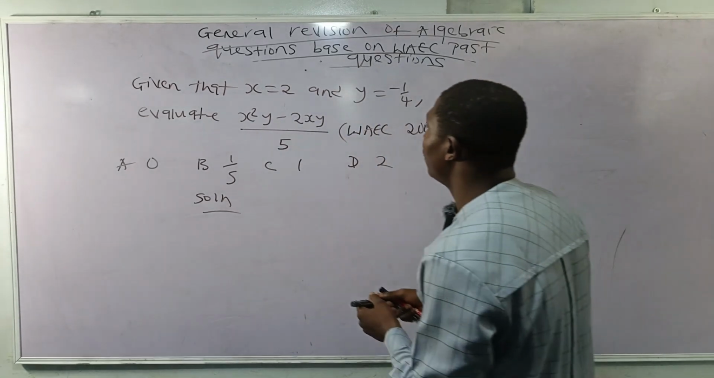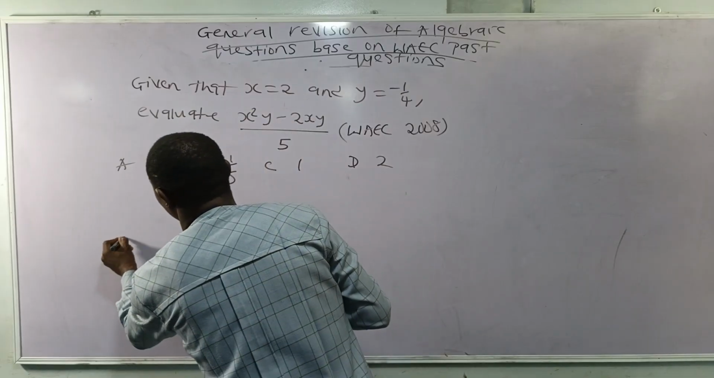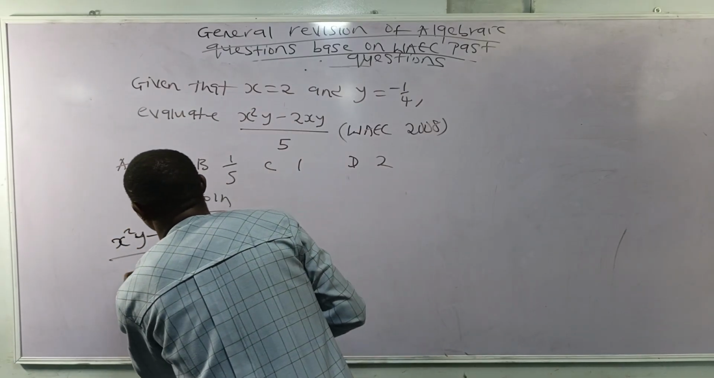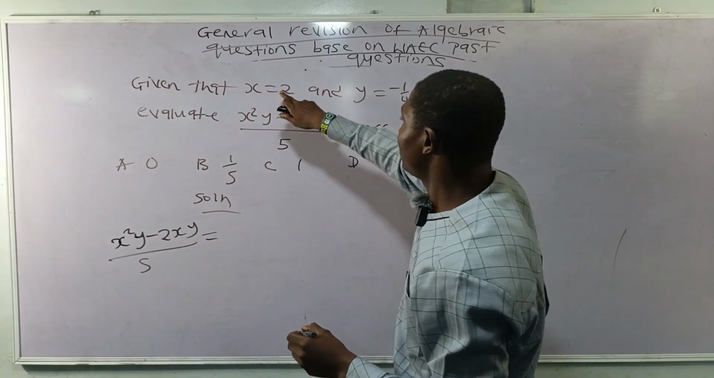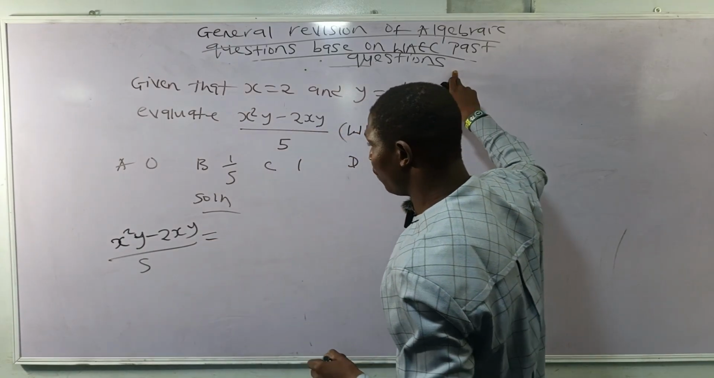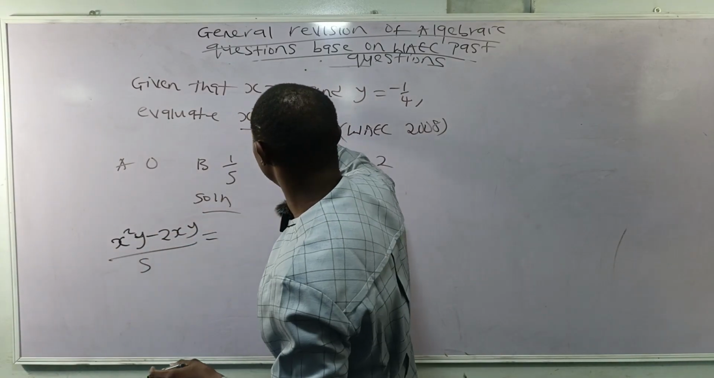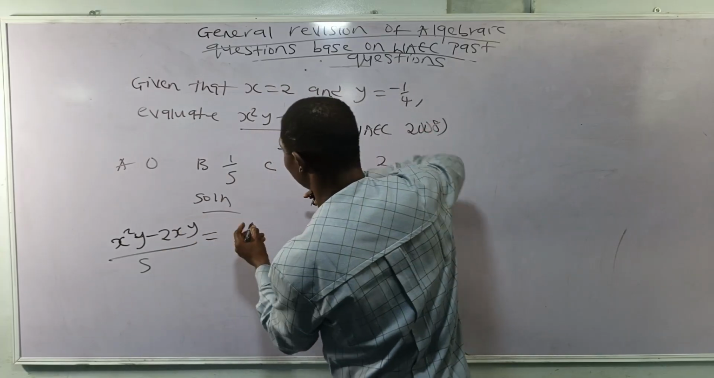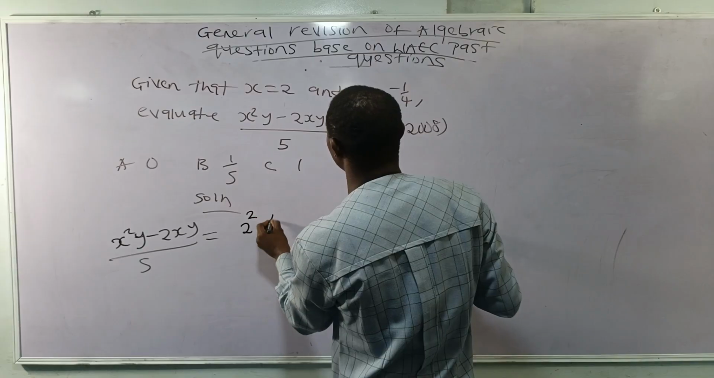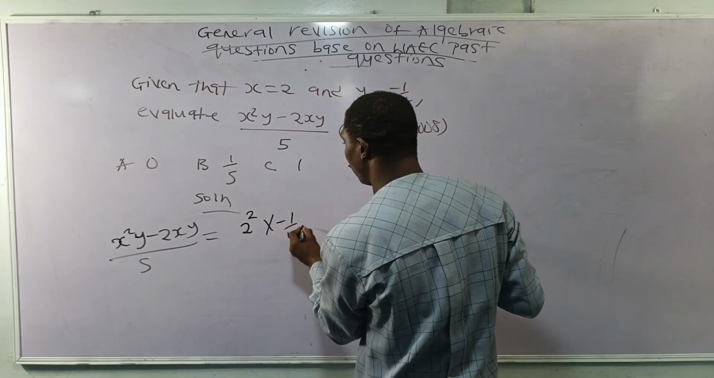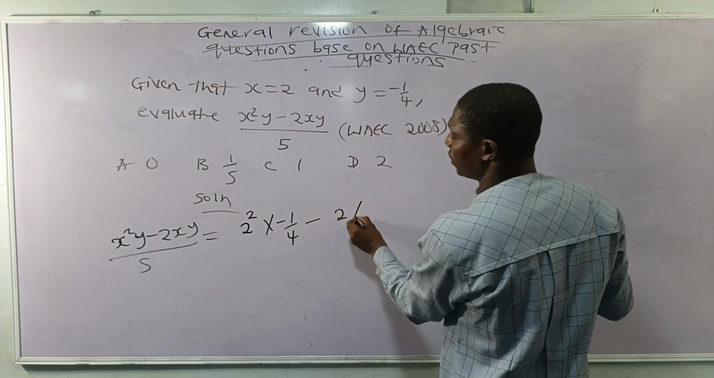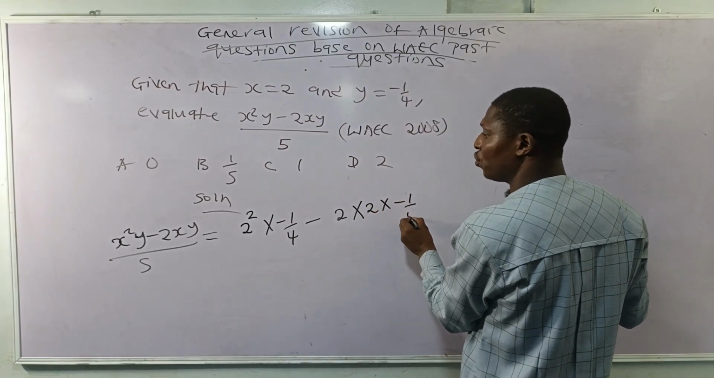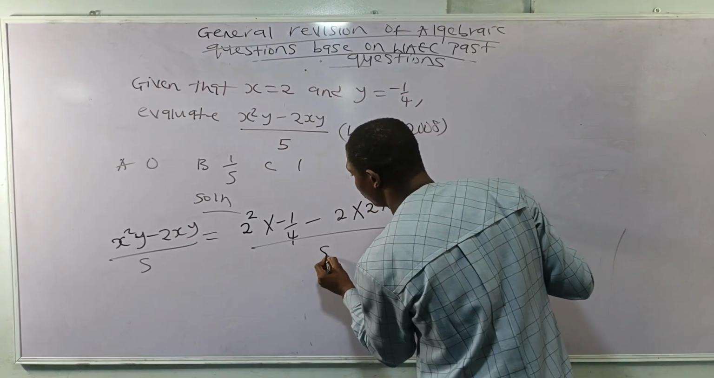Now, having this, I have x squared y minus 2xy all over 5. And we're told that x is equal to 2 and y is equal to minus 1 over 4. So wherever I see x, I'll put my 2. And wherever I see my y, I'll put minus 1 over 4. So x is 2. So I have 2 squared times the value of y, minus 1 over 4, minus 2 times the value of x, 2, times y again, minus 1 over 4, all over 5.